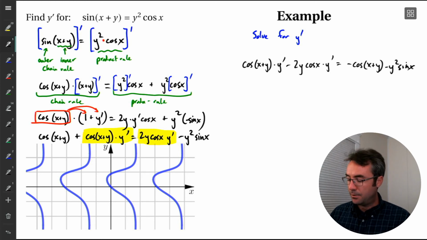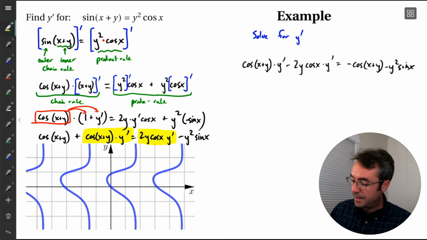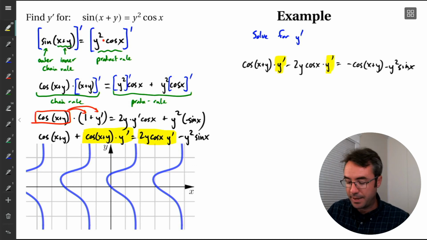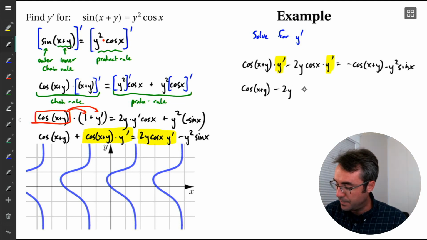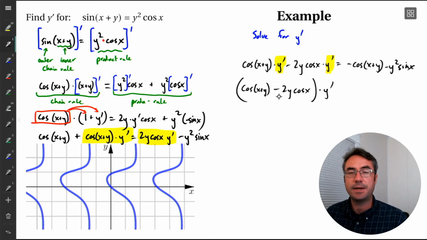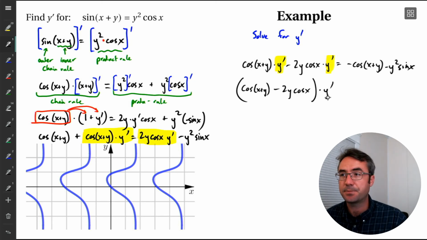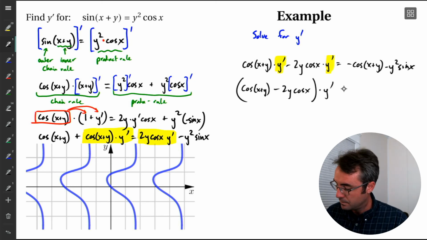All right, so now we're in a position where every term on the left has a y prime in it, so we can factor that out. So we can factor out a y prime, and when we do that, we're left with cosine of x plus y minus 2y times cosine x, all times y prime. We're not doing anything on the right, so that all stays the same for now.